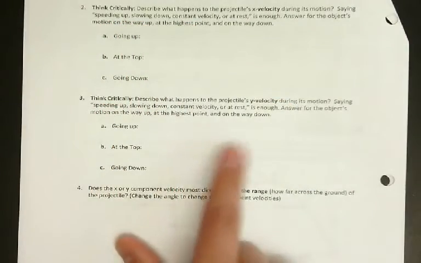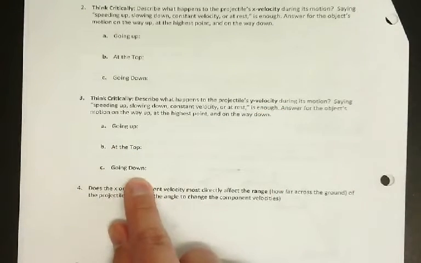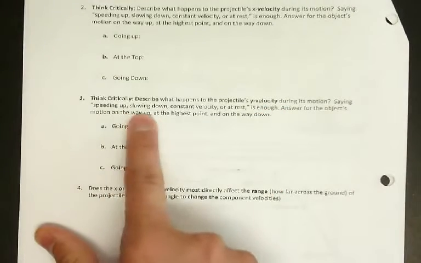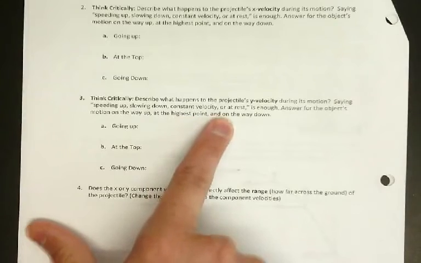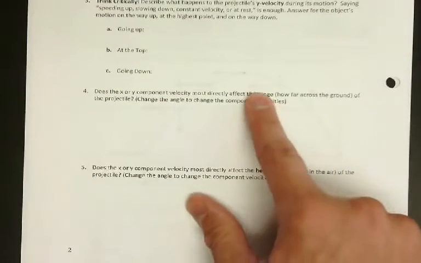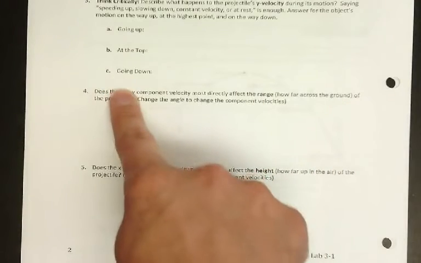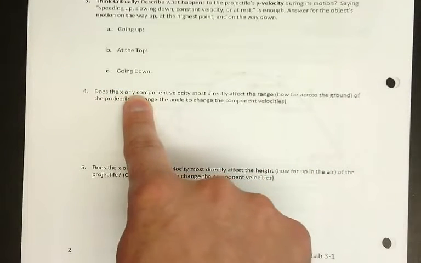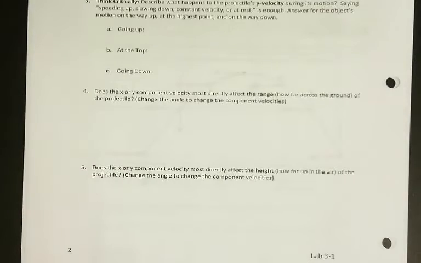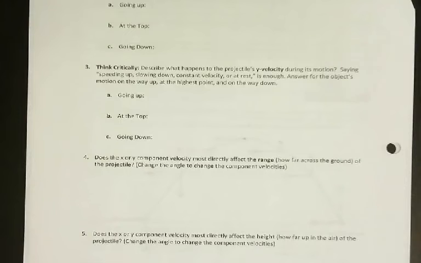Do the same thing for the y. What happens to the y velocity? On the way up, at the top, going down. Is it speeding up, slowing down, constant, or at rest? And then I want to know what affects the range. Range is how far across the ground it goes. Is it the x velocity or the y velocity that affects that? And then is it the x or the y velocity that affects the height? So I want you to do 2, 3, 4, and 5.